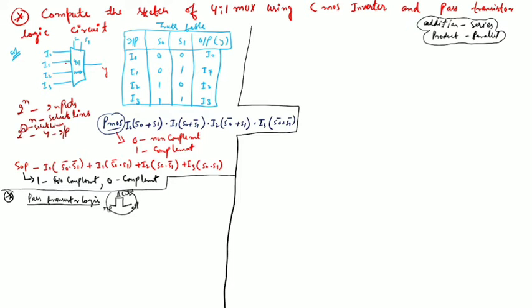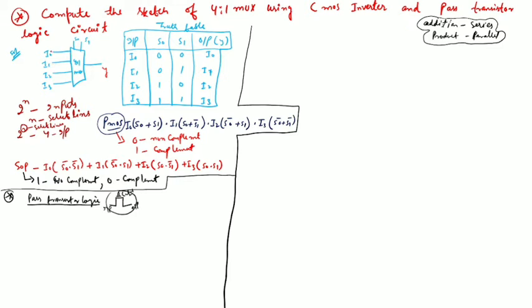So this one is the 4:1 mux diagram. Here these are the inputs, 4 inputs, I0, I1, I2 and I3, and above there are the two select lines, S0 and S1. This one, Y, is the output.